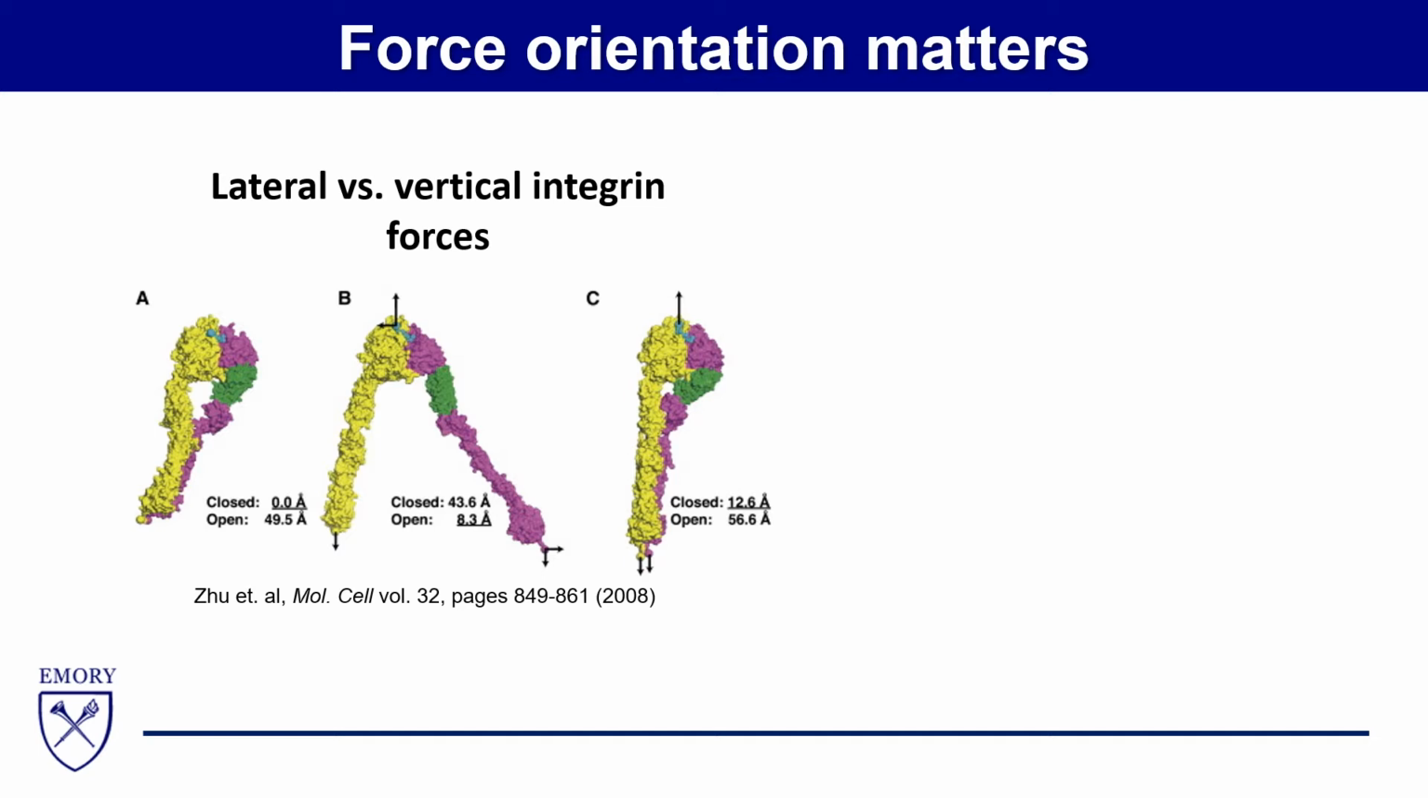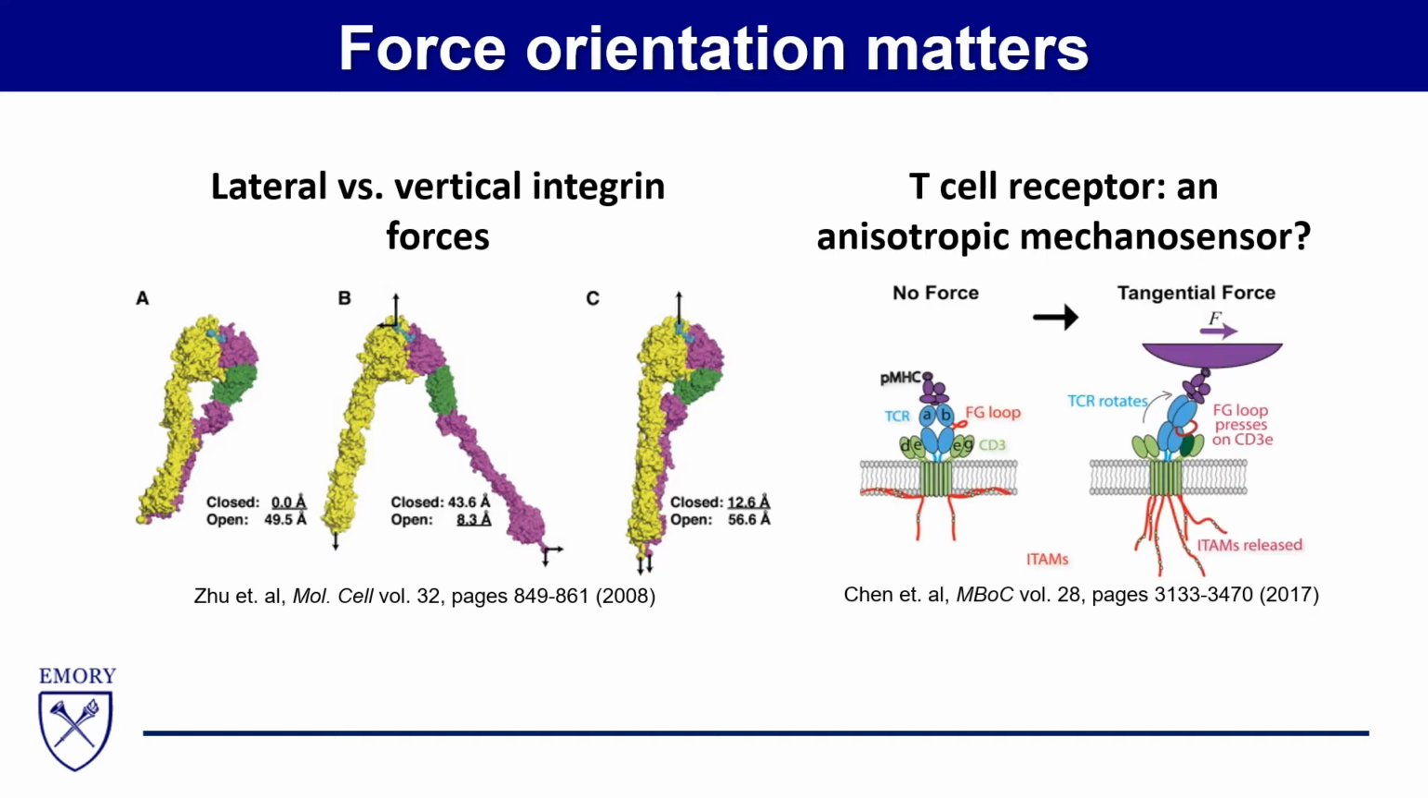And while I'm not showing any data on this today, recent work has suggested that the T-cell receptor, which uses force to detect foreign antigens as part of the mammalian immune response, is also preferentially activated by lateral tension. While literature findings have generally supported these lateral activation models, our ability to experimentally test these hypotheses has been limited because we do not have tools for directly measuring the orientations of receptor forces in living cells.